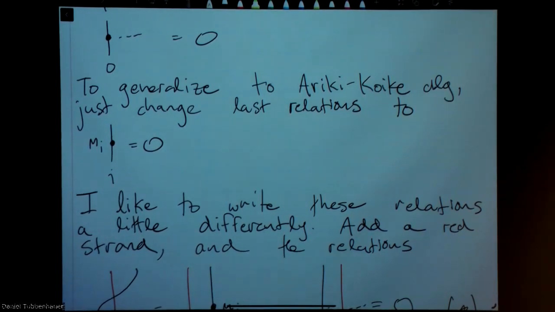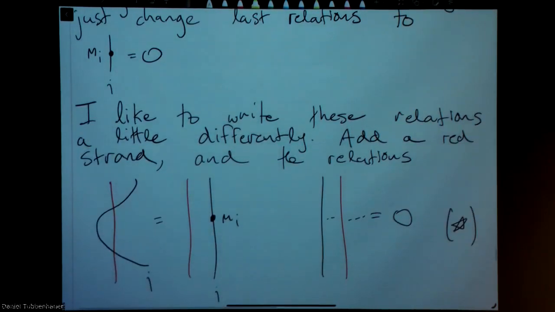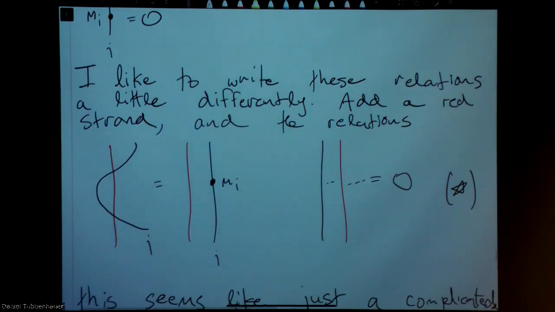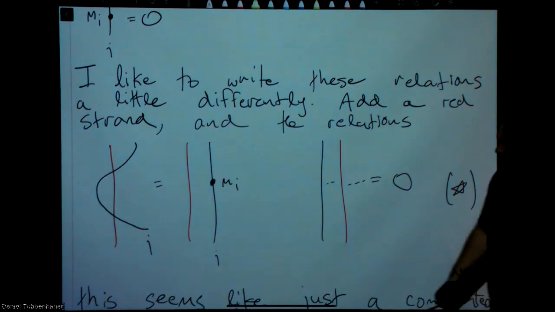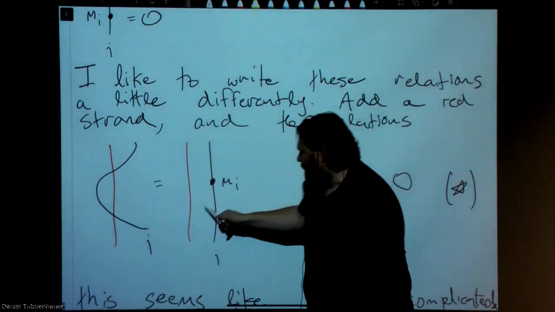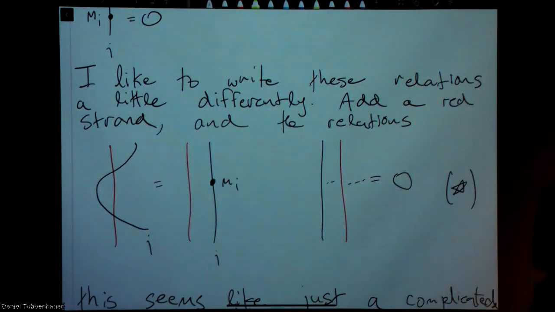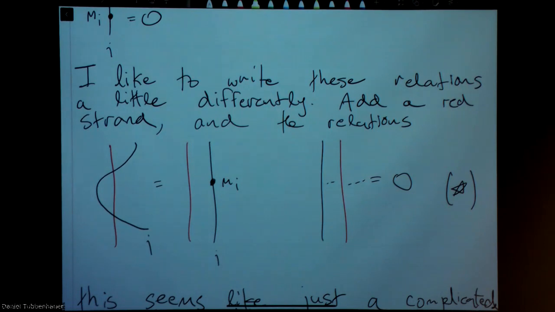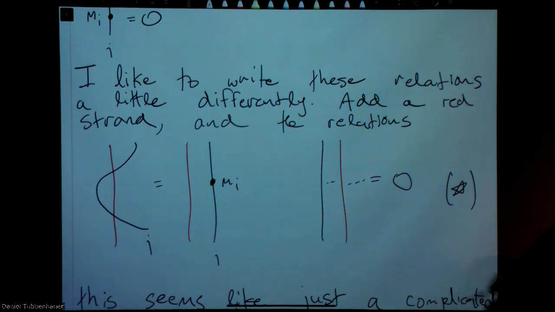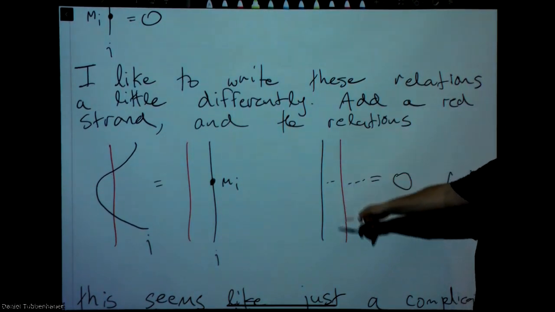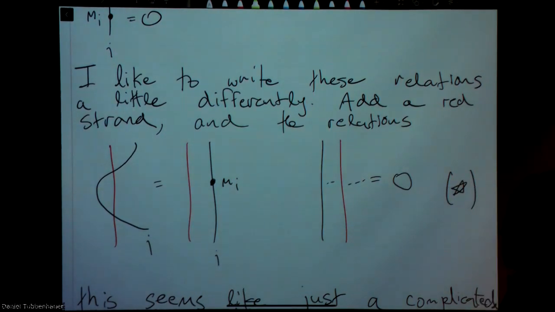All right, well, that's cool. But I'm going to change how I write these relations. And those of you who know me know that this is always what I want to do. I want to add in a red strand. I want to add in the relation that if I make a bigon with the red strand, straightening that adds mi dots. And then I want to add in the relation that putting a black strand left of the red one gives me 0.